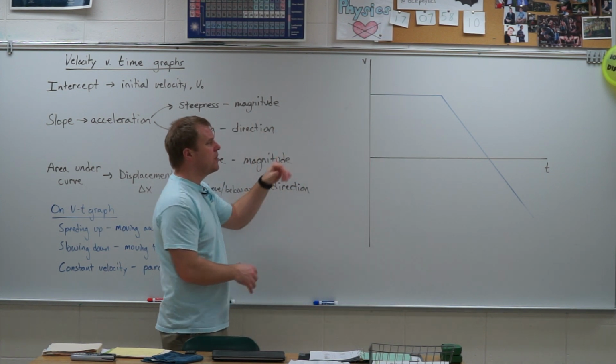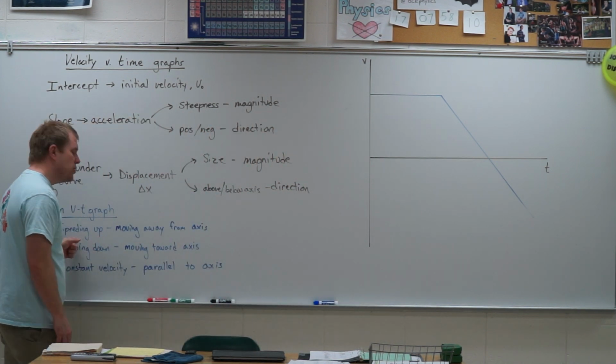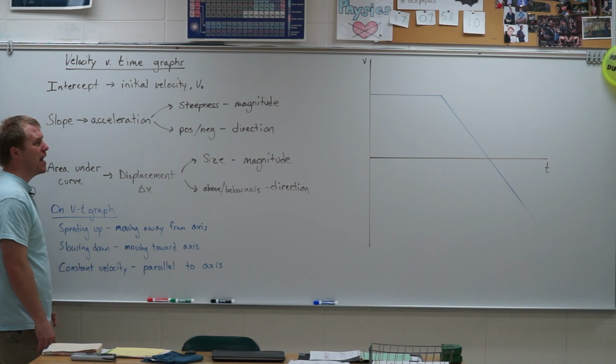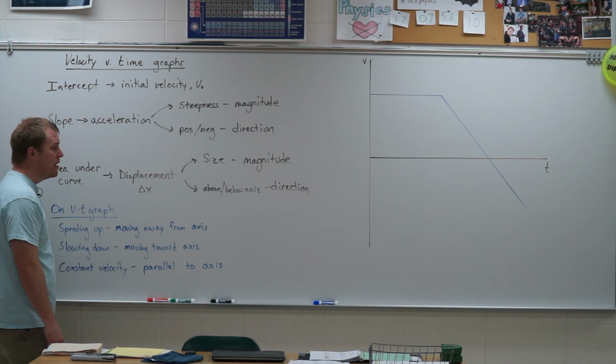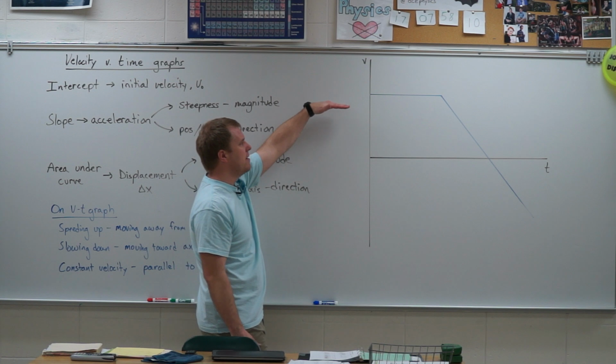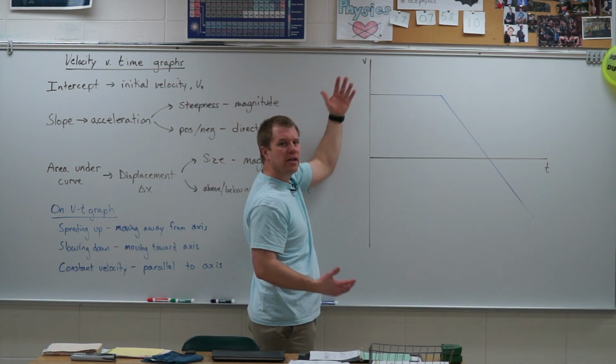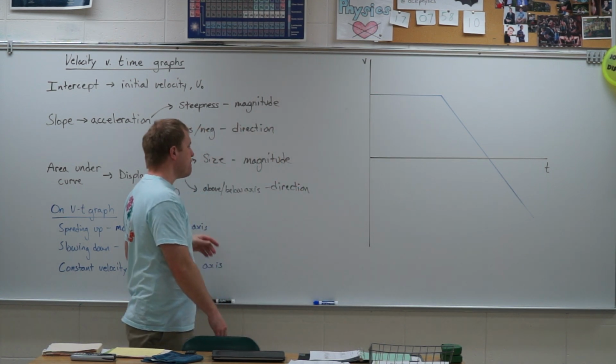So we can use this velocity versus time graph pretty neatly to determine if it's speeding up, slowing down, or at a constant velocity. And again, that constant velocity one, we have that parallel where the slope is 0 or the acceleration is 0. Okay.